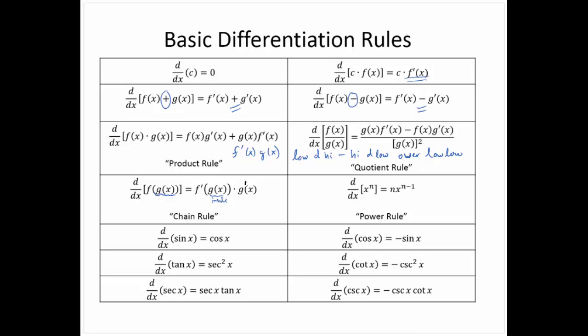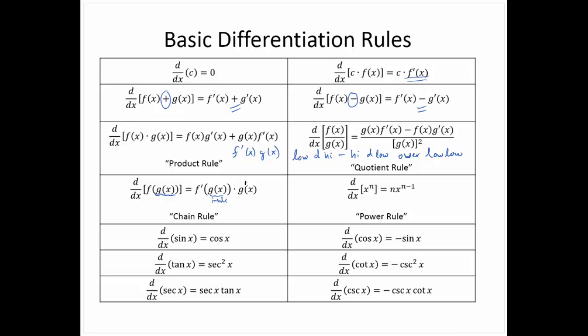And then we have our rules for the trigonometric functions. The derivative of sine is cosine. The derivative of cosine is negative sine. The derivative of tangent is secant squared. The derivative of cotangent is negative cosecant squared. The derivative of secant is secant tangent, and the derivative of cosecant is negative cosecant cotangent.